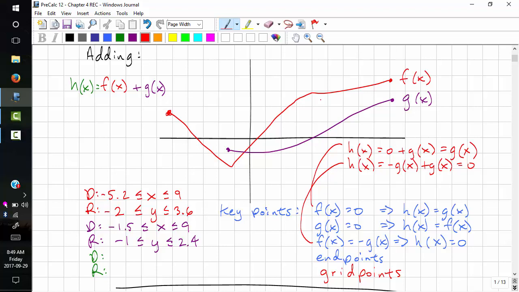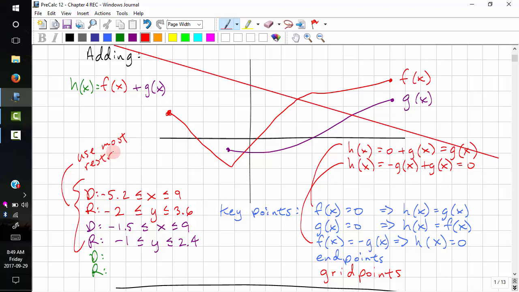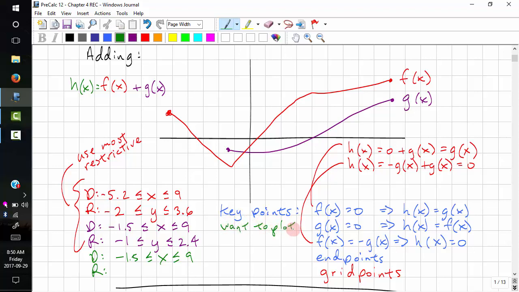So let's look at the domain of h of x. The domain of h is limited to the most restrictive domain. This domain is smaller, so it's more restrictive. If we look at x equals negative 3, we can find f, but we can't find g of negative 3 because it doesn't exist. So we use the most restrictive: negative 1.5 is less than or equal to x, which is less than or equal to 9. And the range, we'll have to determine at a later point. The note for key points is we want to plot easy points.